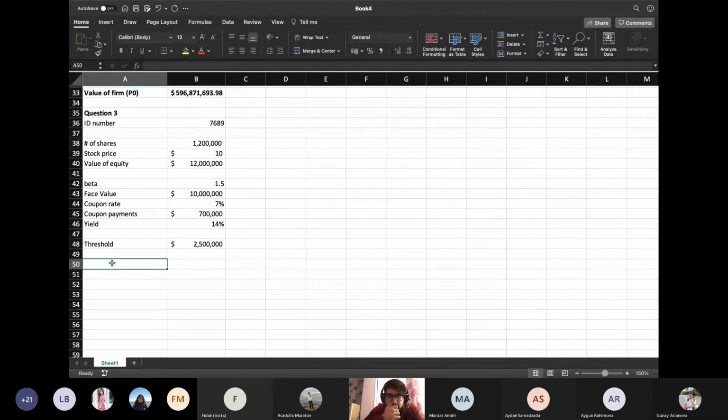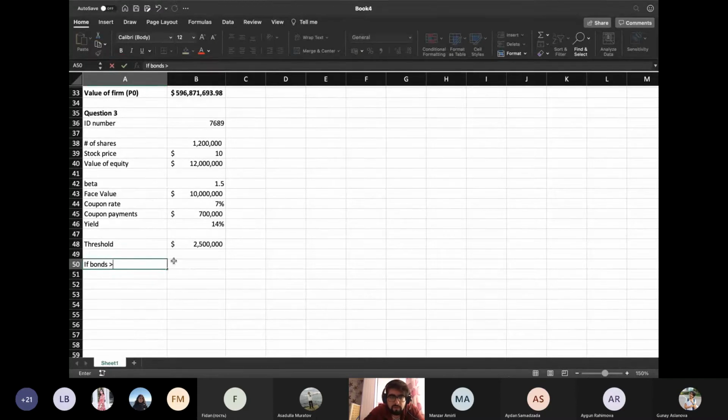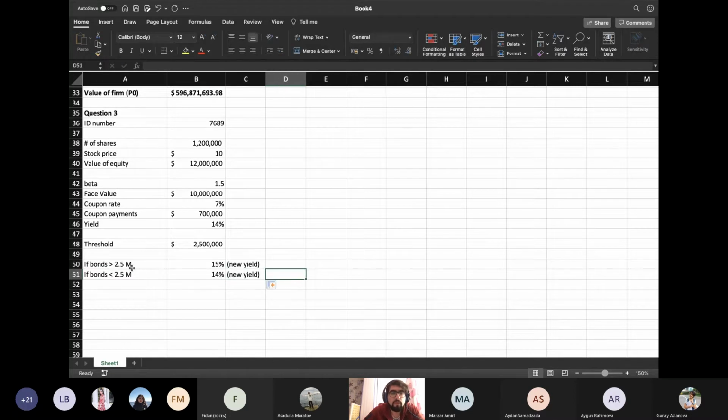So if new issuance of bonds is greater than 2.5 million, we will have 15% yield, new yield. I'm sorry. Or if bonds issue up to 2.5 million, then 14% yield. It's also new yield. We have a condition here.